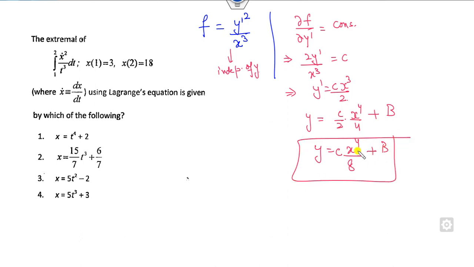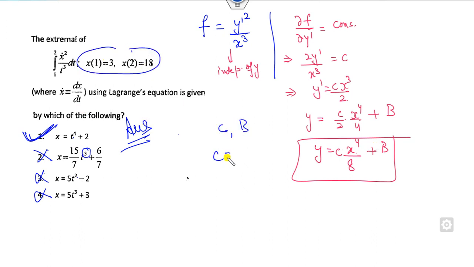So that means the answer involves x raised to power 4. This is x raised to power cube, cancel. X raised to power 4 is the right answer. You can find c and b by using this condition. You will get c as 8, b as 2. But there is no need, there is only one correct option.